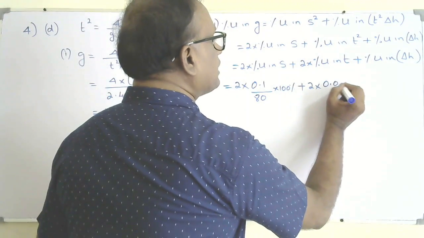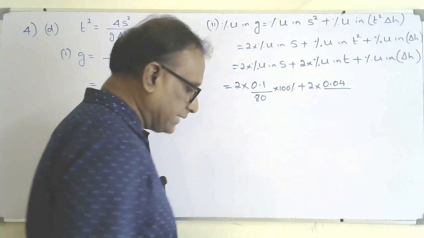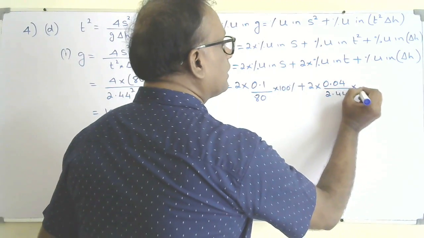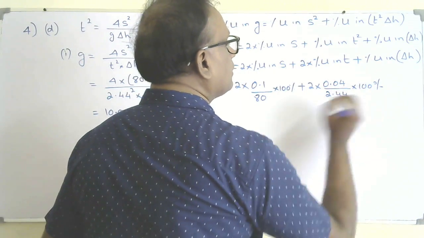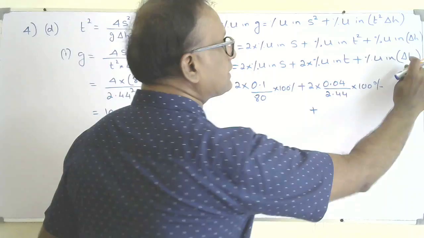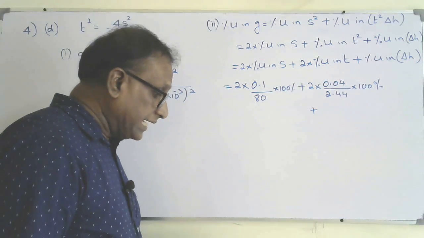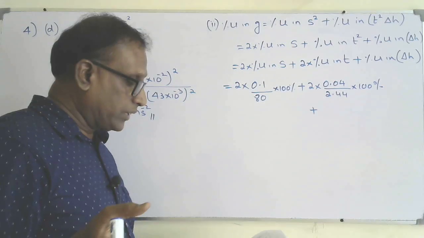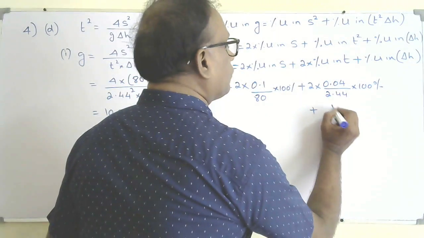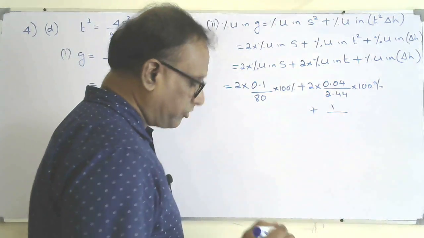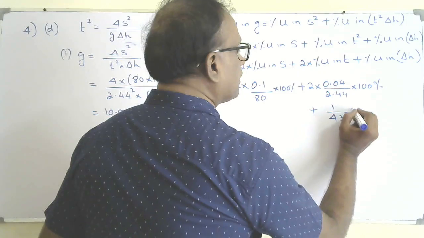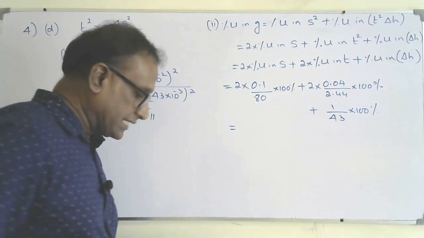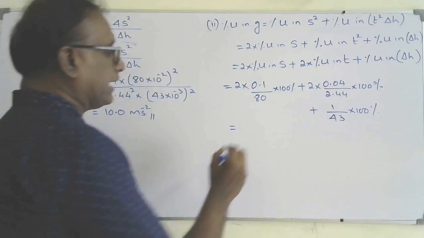So 0.04 over the time measurement, which is 2.44, into 100% plus percentage uncertainty in delta H. Delta H is also given in millimeter, and the uncertainty is also given in millimeter, 1 millimeter. So keep both in millimeter: 1 over 43 into 100. Okay, solve it. We normally give it in 2 SF. You will get 5.9%.